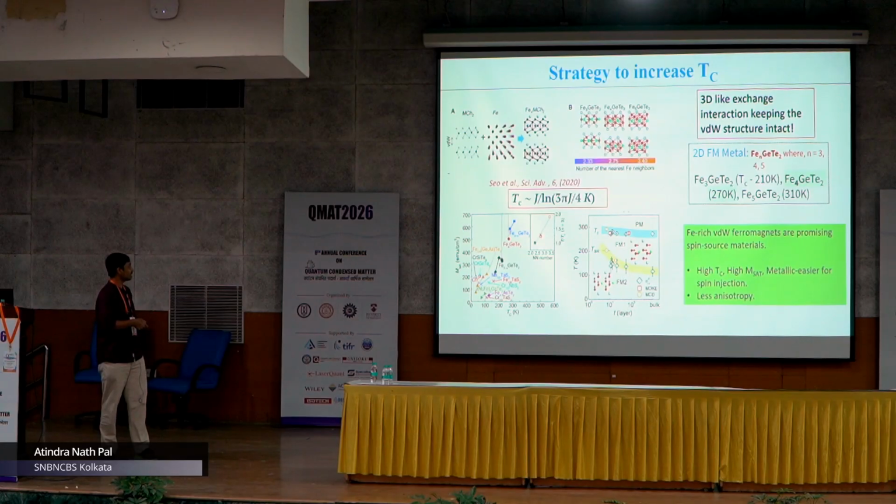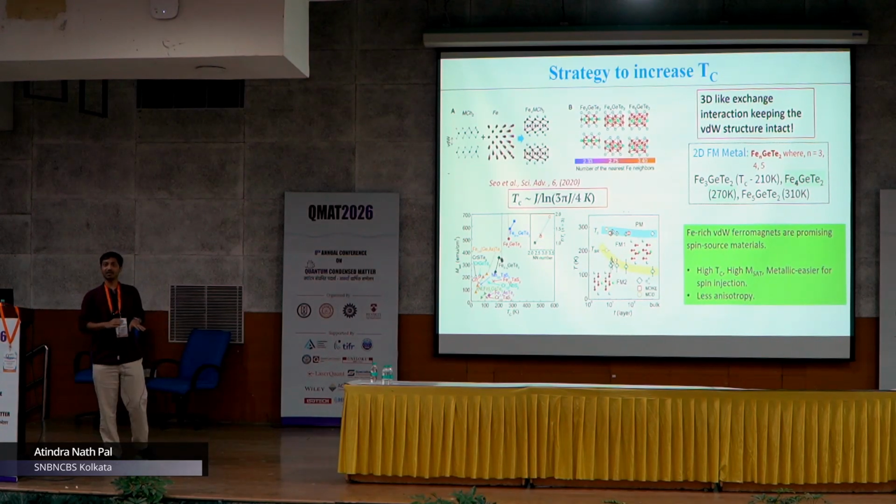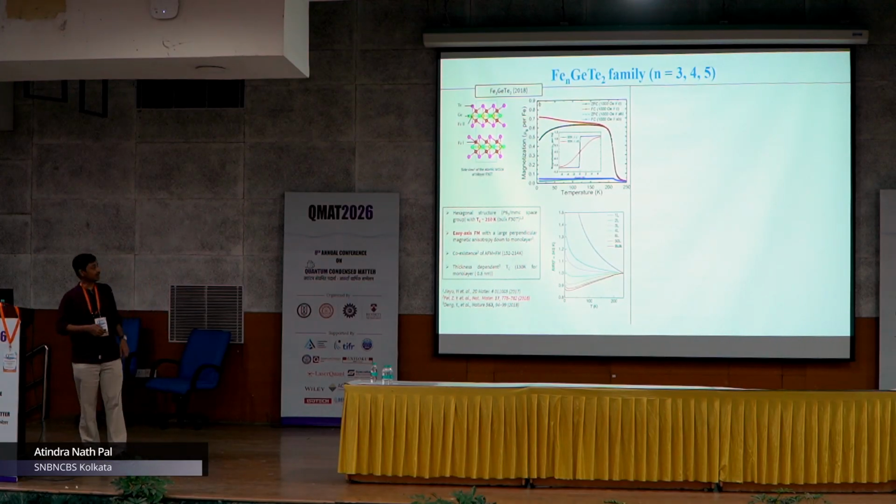So these materials have been studied as a function of thickness, and they have found that down to not a monolayer but 7-8 layers the magnetism still exists. Okay. So with this background I will just briefly tell you about the other sister family, like Fe3GeT2.